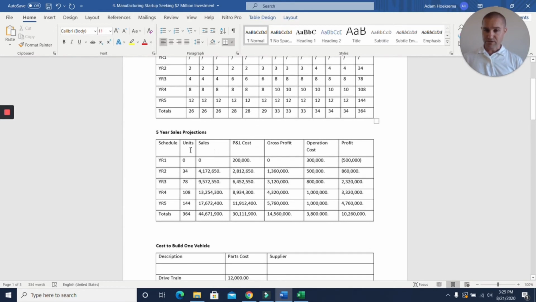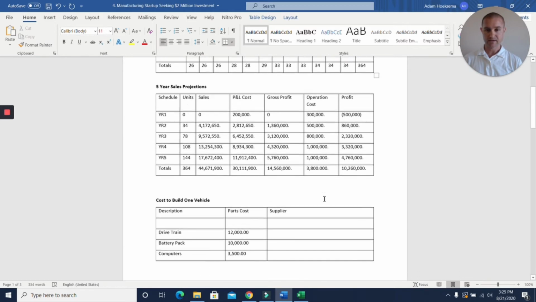Now, on to this kind of profit and loss at a glance table. I actually really do like this. I think it's useful. You see key metrics: annual units produced, sales, gross profit, operating costs, and the profitability for each year in a pretty easy to understand table. So I do like that.